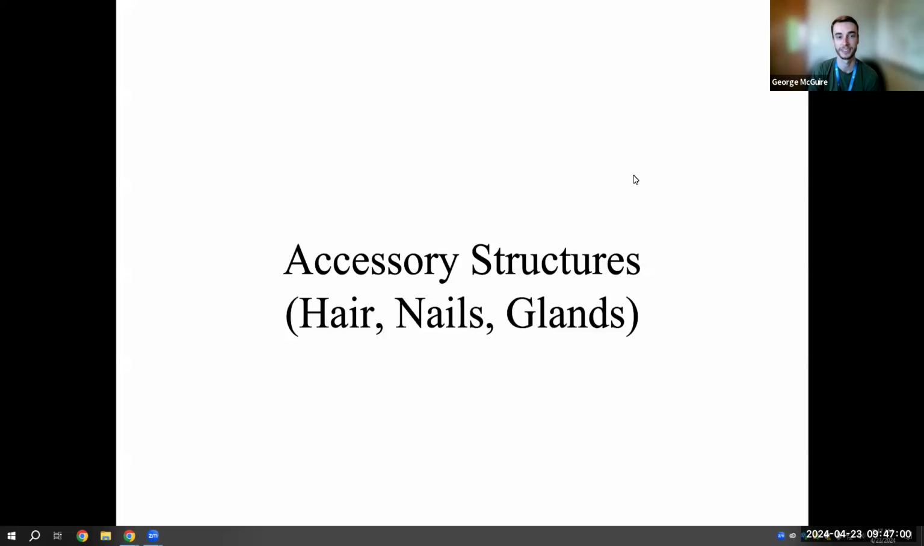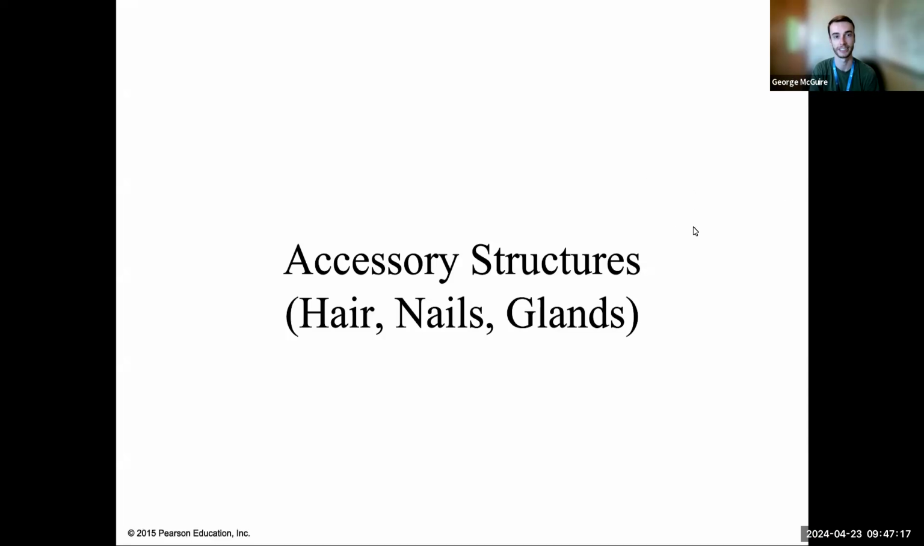All right, so picking back up right where we left off, wrapping up chapter 5, let's talk about our various accessory structures that assist in these functions of our skin, right? So this is not skin itself. This is the rest of our integumentary system. So hair, nails, and glands.